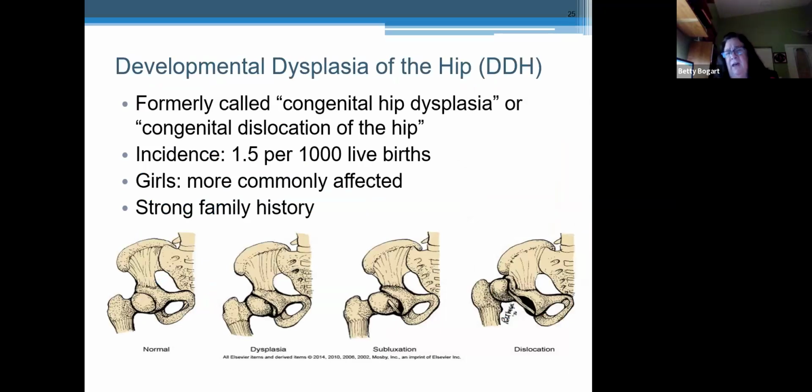Now, here's your developmental dysplasia of the hip, DDH. The hip is born up here. It's not born where it should be, and this is at birth. We see these things, okay? Congenital dislocation of the hip. Girls are affected more than boys.